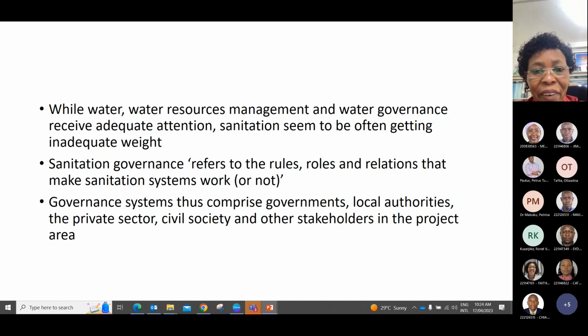Sanitation governance is defined as the rules, roles and relations that make sanitation systems work or not work. And the governance system thus comprises governments, local authorities, private sector, civil society, and other stakeholders in the project areas. This again goes back to water governance or governance itself. As I said earlier, the definitions basically point to different stakeholders or actors at different levels. Next, please.